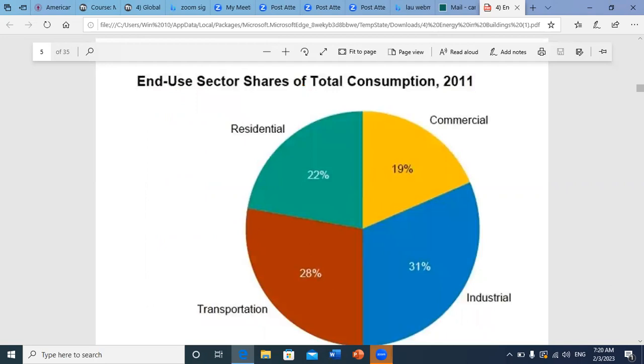In this graph, we can see the percentage of distribution for the end use sector concerning the percentage of total consumption. We can see that nearly in 2011, residential buildings accounted for nearly 22% of the total consumption. For the commercial part, it's nearly 19%. In the industrial field, we have 31% of use, and in the transportation sector, 28%. Now, we'll focus on buildings. So whenever we talk about buildings, we have the residential track that we are discussing.